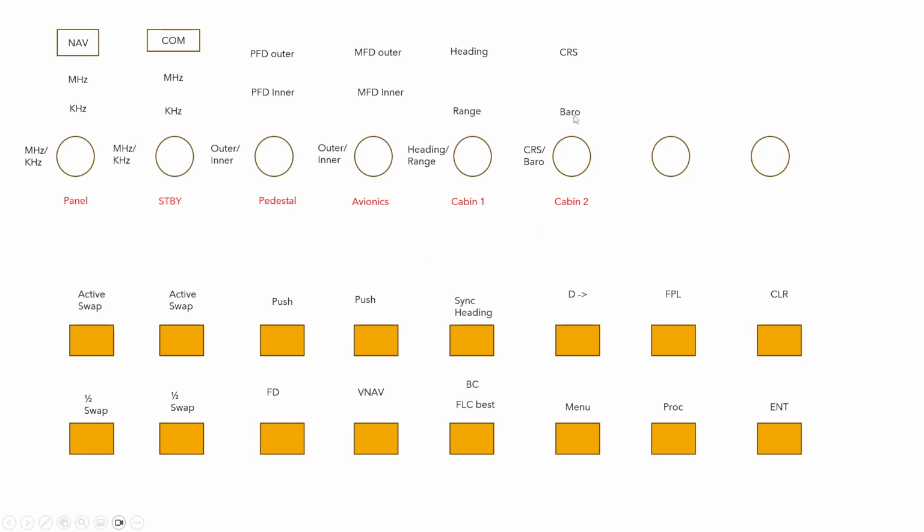Where I left it was debating about this one here, which was switching between the heading and the range, on the course and the barometer setting. And I didn't like the fact that that was over here, because this is the most sensible button to put the sync heading, so that when you click on there it brings the heading bug in line with your course, and it's nice to have it above there. So I did swap the two over. And I'll just quickly tell you how I did the swap, because it really isn't very difficult.